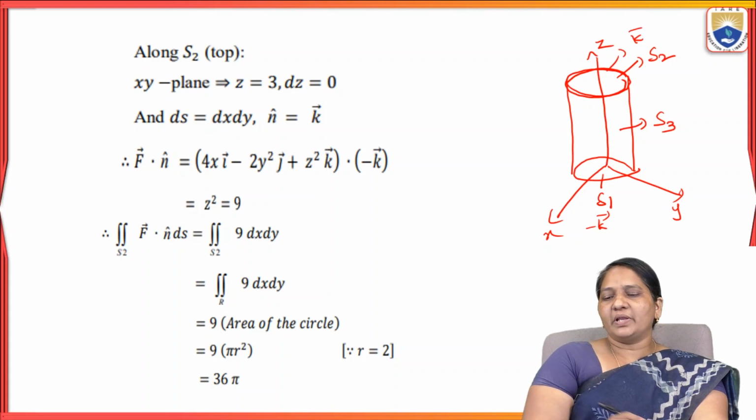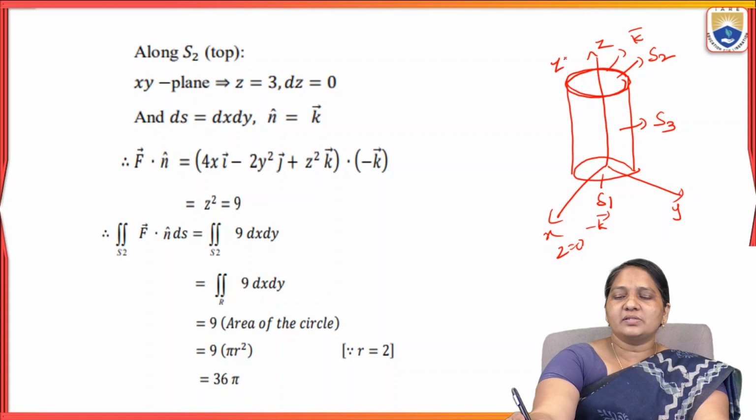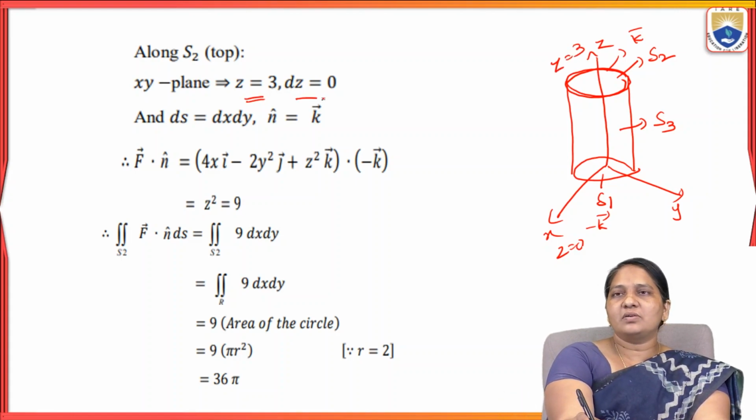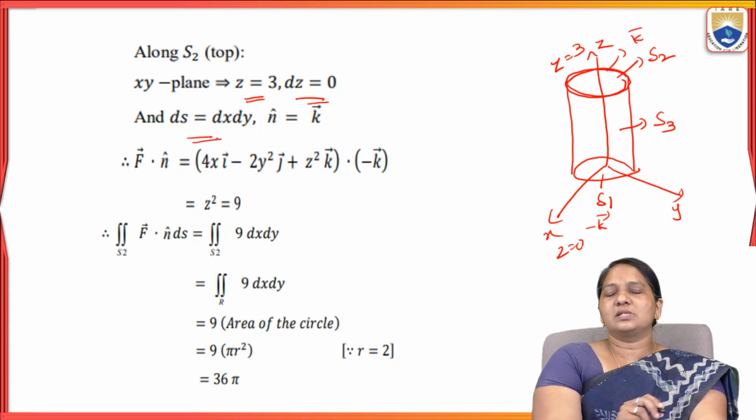So in the xy plane, what is the z value? Already we got z equal to 0 here. Here z equal to 3, so z equal to 3 means dz value is 0 only. So ds is dx dy, and n cap is k bar. Now I am calculating f bar dot n bar. So 4xi minus 2y square j plus z square k, dot this, which is plus k.